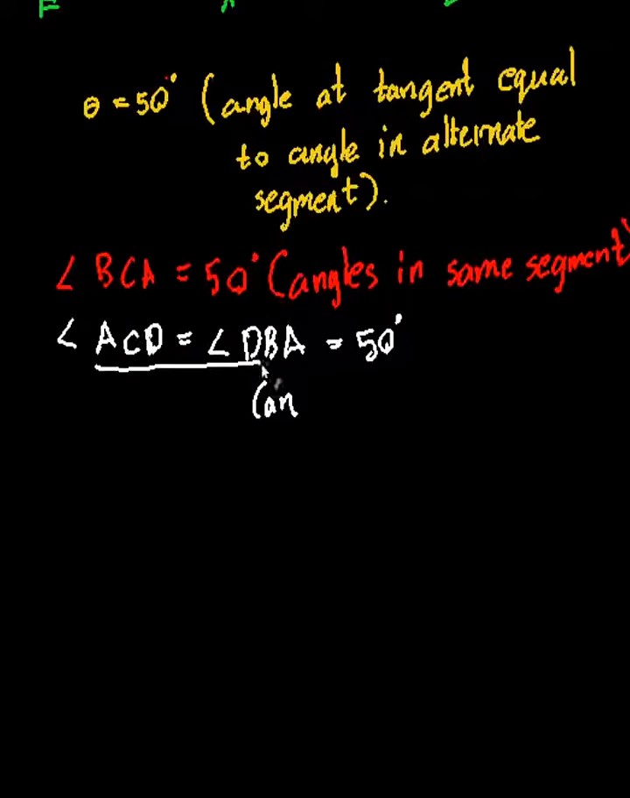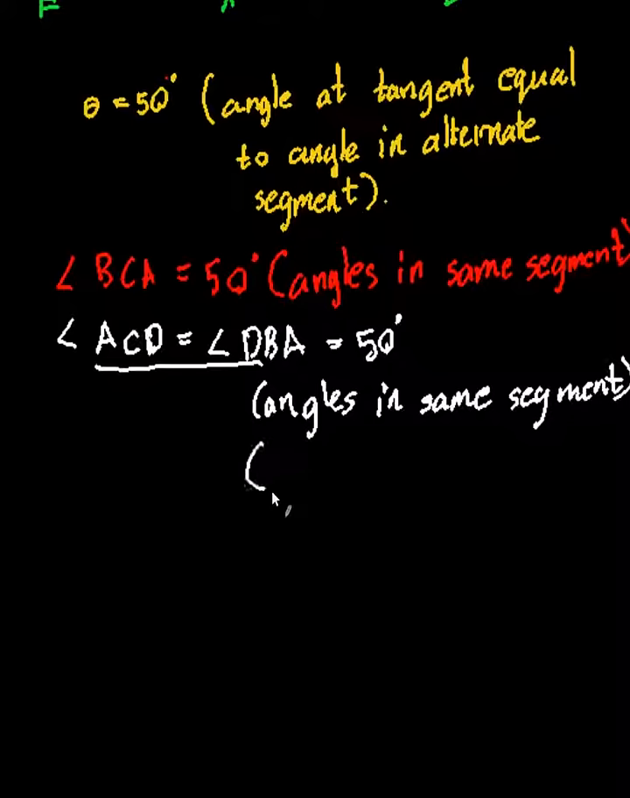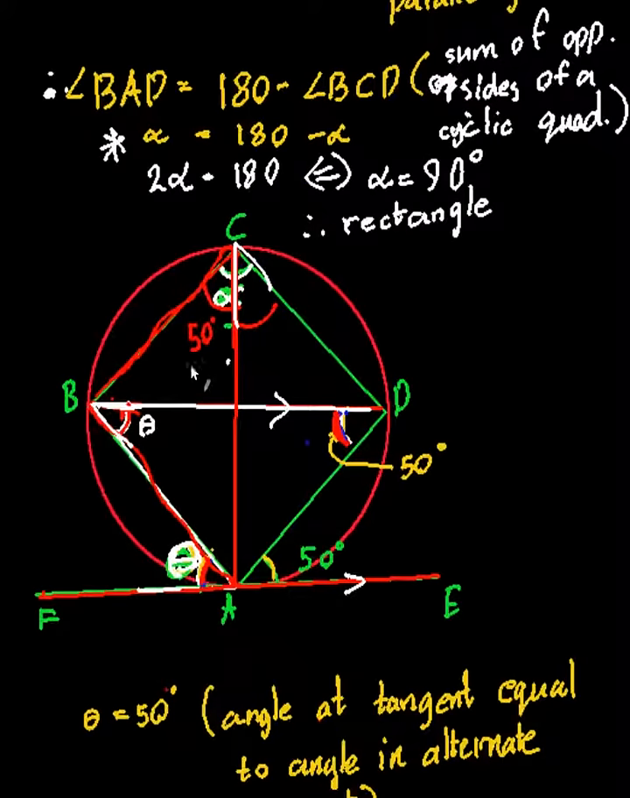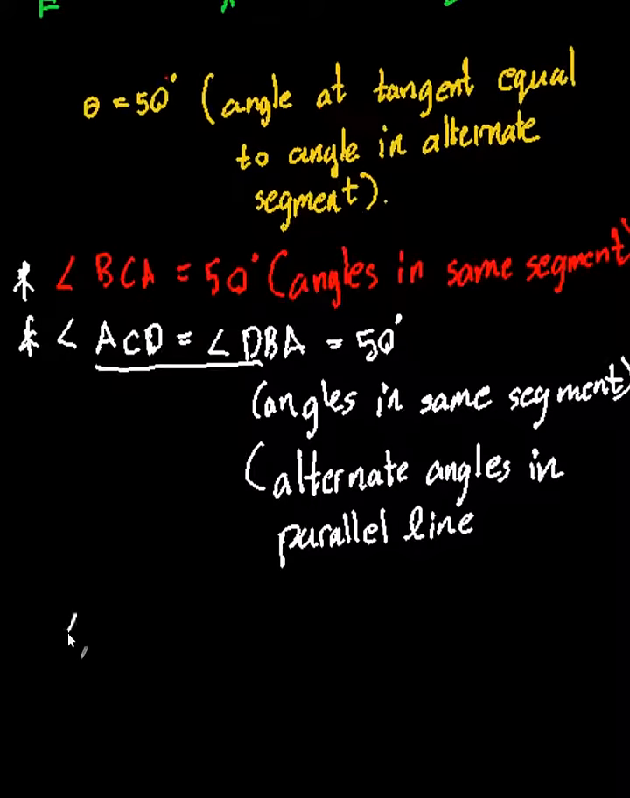So the first part is angles in the same segment, and for the second part, the reason why it's equal to 50 is because of alternate angles in parallel lines. Okay, now that we have these two, coming back to here, alpha is simply equal to 50 plus 50, which makes it 100. So therefore alpha equals 100. Okay, so there you go.